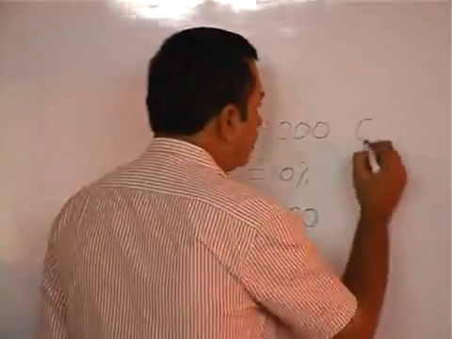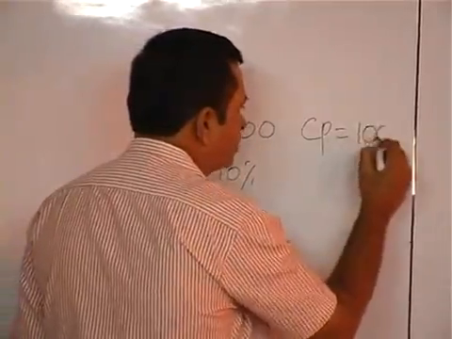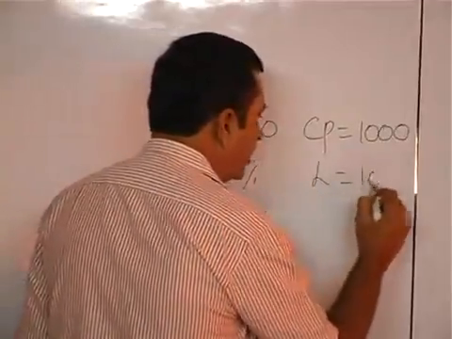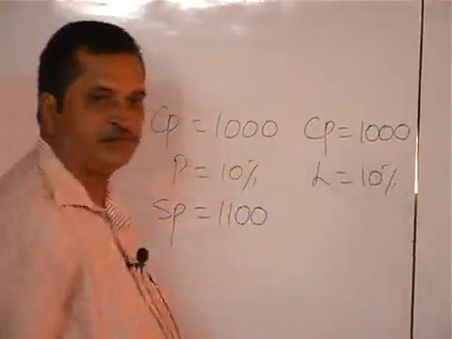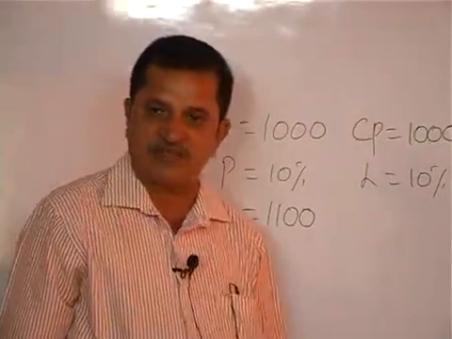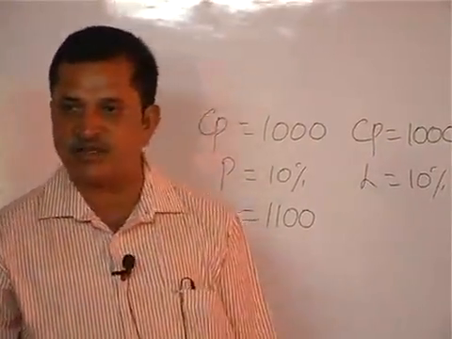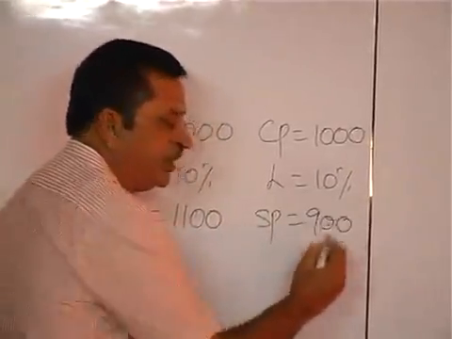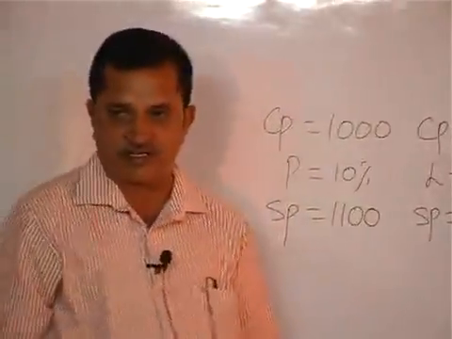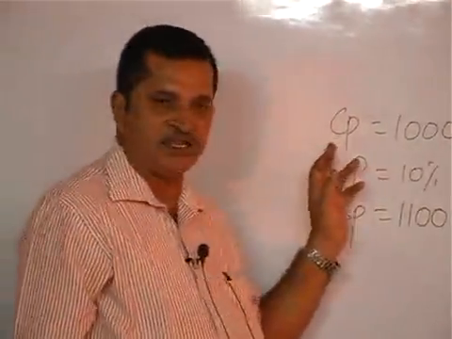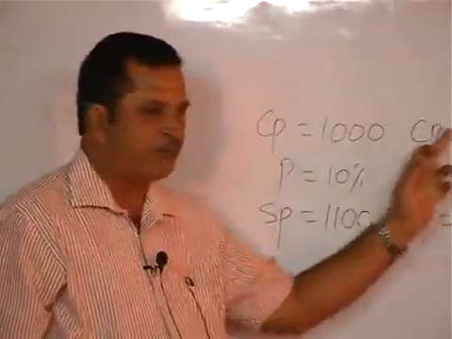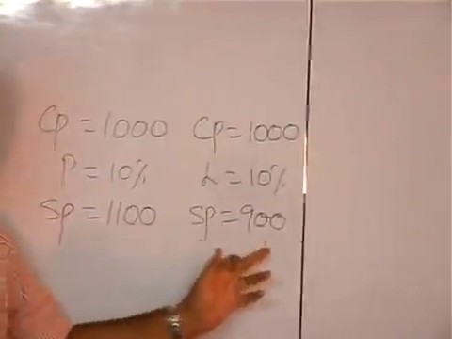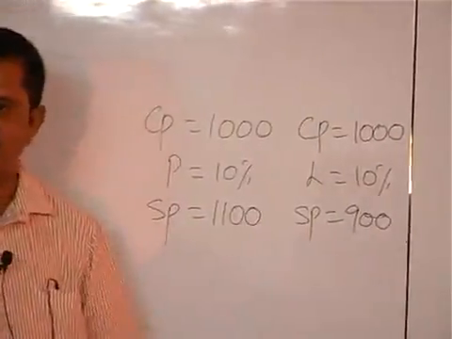And another radio also I purchased for 1,000 rupees. But this time I am selling it at a loss of 10%. For 100 there is a loss of 10, so for 1,000 a loss of 100. So my selling price is 900. If I calculate my total business, cost price, that is investment, is 1,000 plus 1,000, 2,000. And 1,100 plus 900, 2,000 is my output.